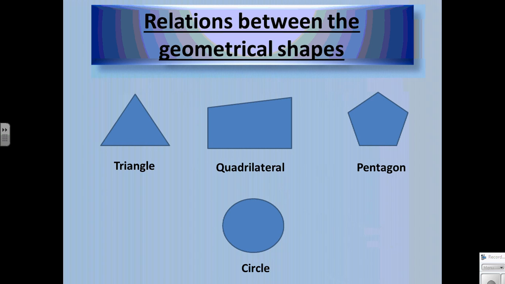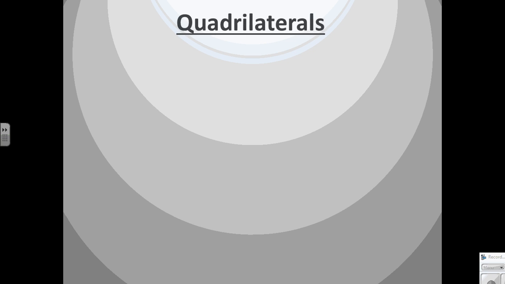Also we have the pentagon here. It's a polygon with 5 sides, and the circle, as you see, and there are a lot of other geometrical shapes. But this year, in 6th grade, we're going to talk about the quadrilateral only. So we're going to talk about the quadrilaterals and the relations between the quadrilaterals and each other.